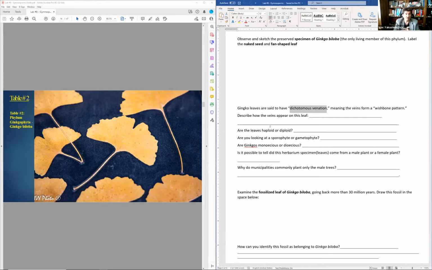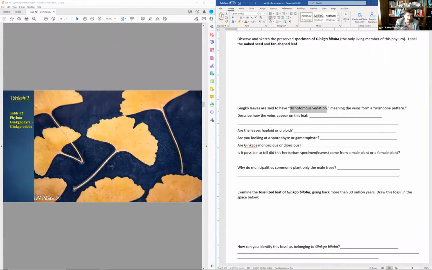Are the leaves haploid or diploid? Some of the students have an issue with that. They're like, I don't know. Are they haploid or diploid? Can you see it with your naked eye? Yes. Is it a vascular plant? Yes. If you see it with your naked eye and it's a vascular plant, it's diploid.